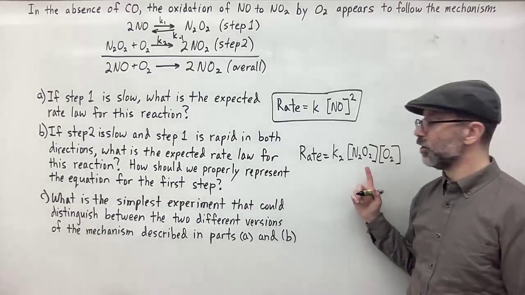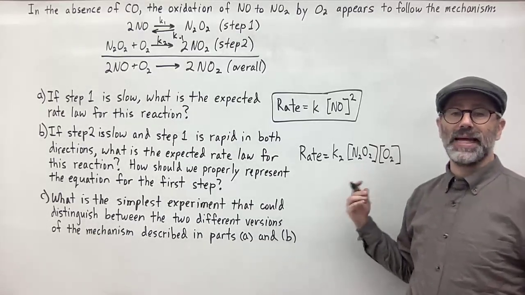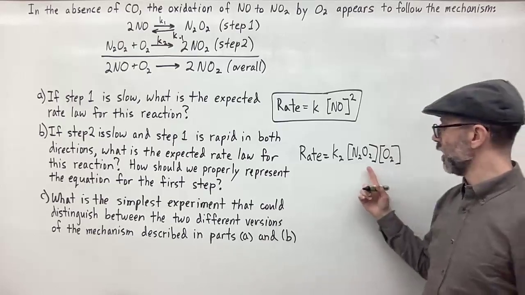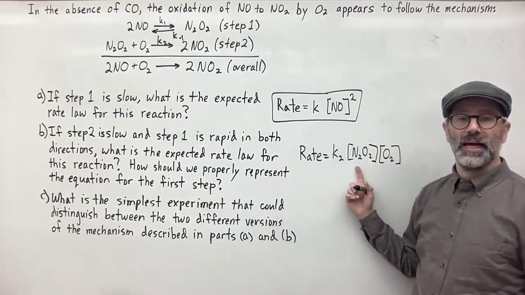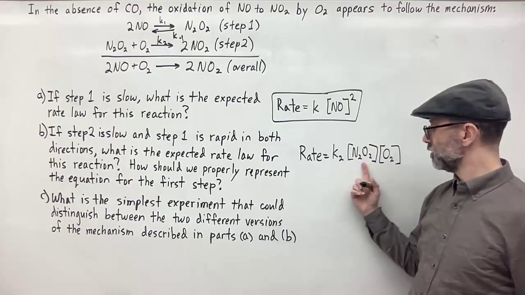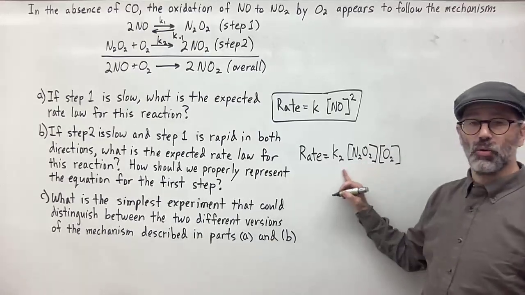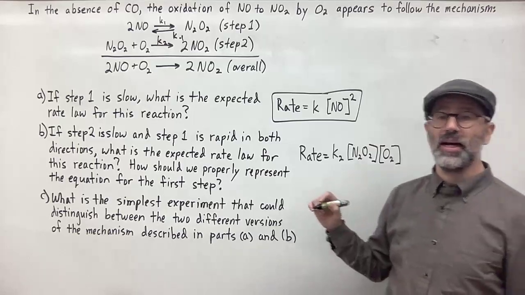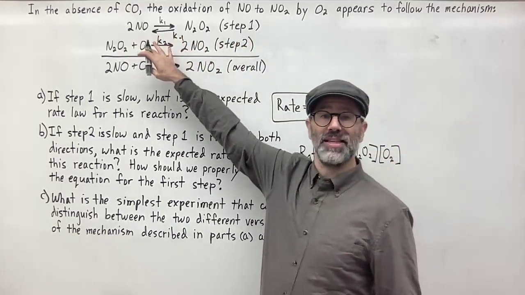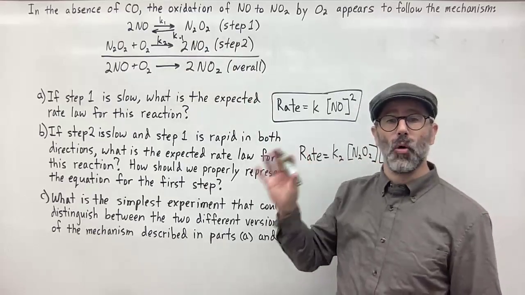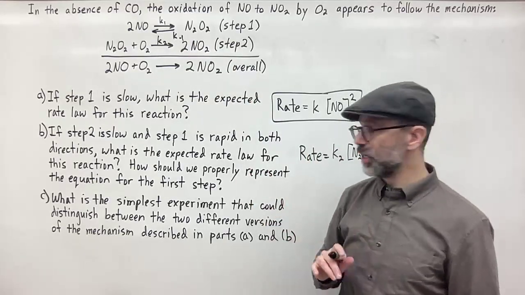Now notice here that we have an intermediate substance in our rate law. We can't have an intermediate substance in our rate law. We can have a product, we can have a reactant, but we can't have an intermediate substance. So here we have N2O2. So we'll have to get rid of that, and we can do that by using the fact that the first step is fast and at equilibrium. That means the forward and reverse reactions are equal to each other. The rates are equal.